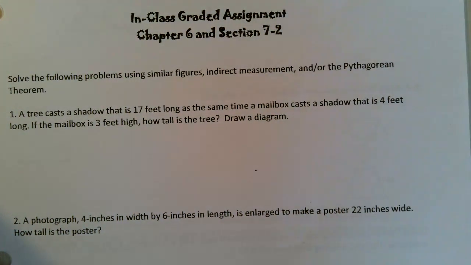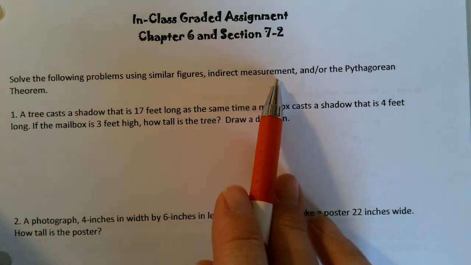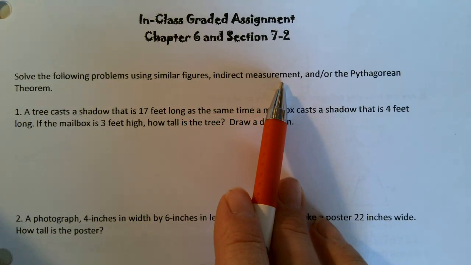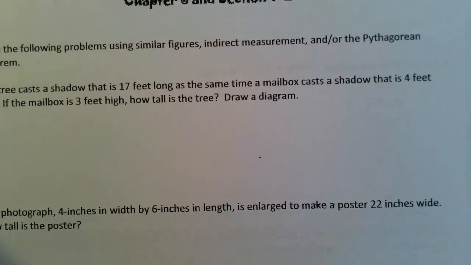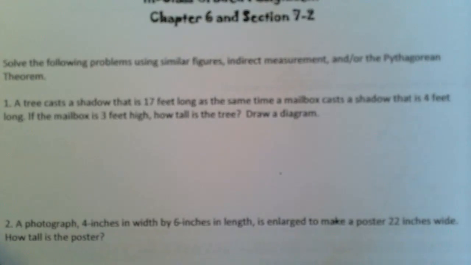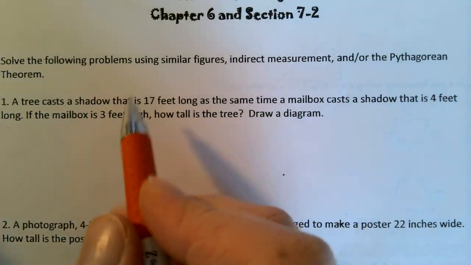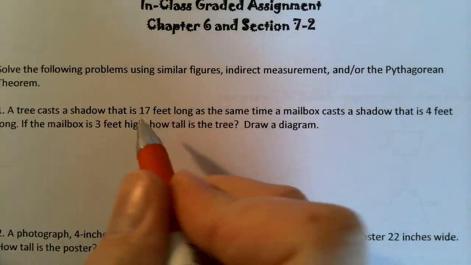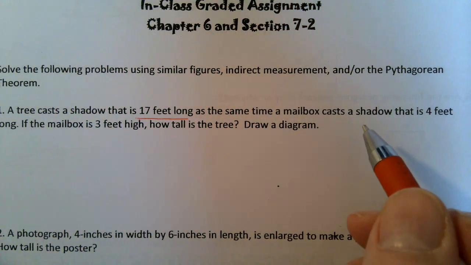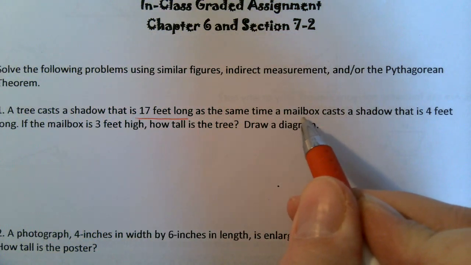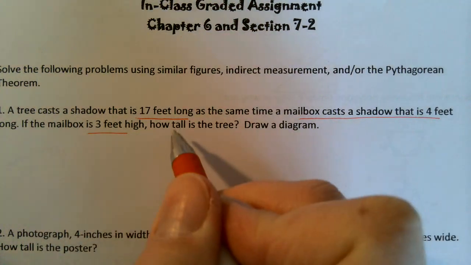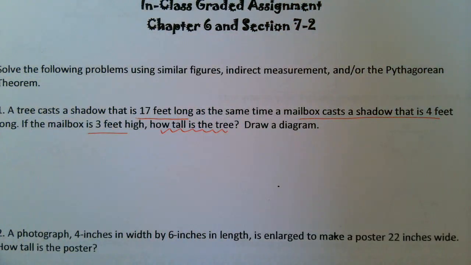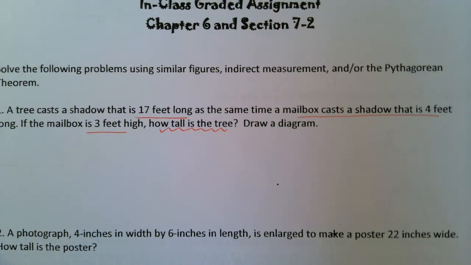So in the first one, we're talking about indirect measurement, and we're going to use proportions to help us with that. Okay, so it says a tree casts a shadow that's 17 feet long, and the mailbox casts a shadow that's 4 feet long. The mailbox is 3 feet high. How tall is the tree? And to get full credit, you're going to draw a diagram.